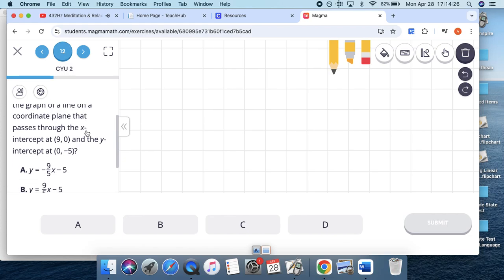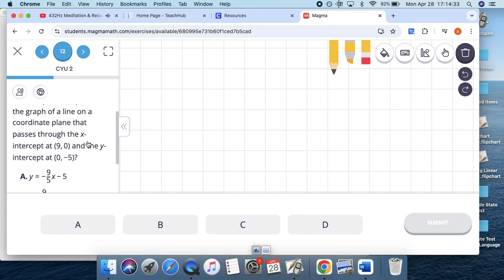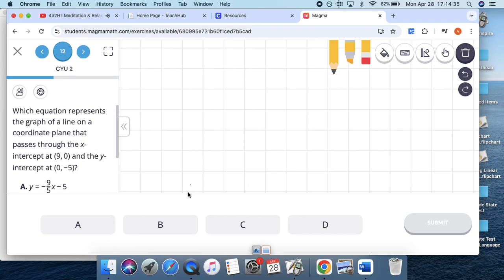Which equation represents the graph of a line that passes through the x-intercept at 9, 0 and the y-intercept at 0, -5? So let me just draw this out. The x-intercept is 9, 0, so right here, 1, 2, 3, 4, 5, 9, 0. And the y-intercept is where this line crosses the y-axis. It crosses 0, -5. Let's make it right here. This is 0, -5.